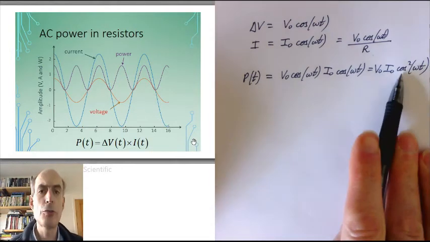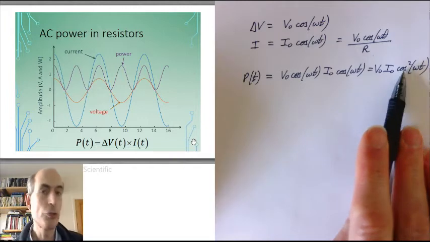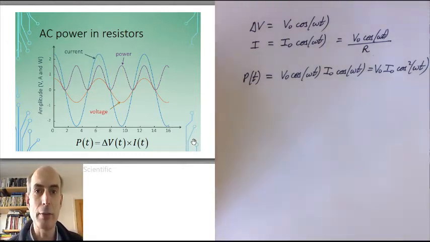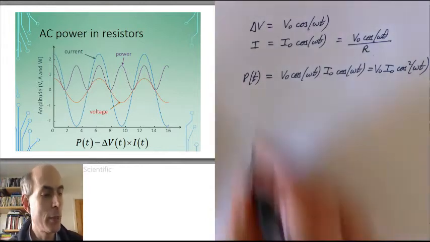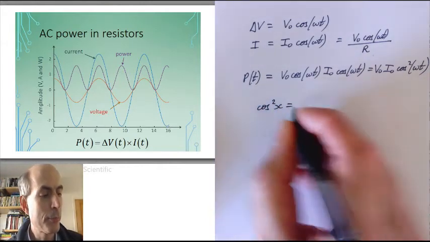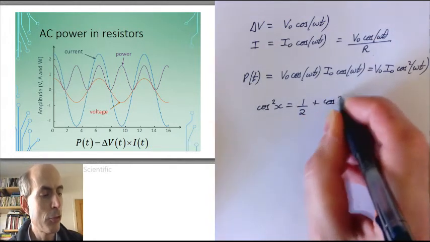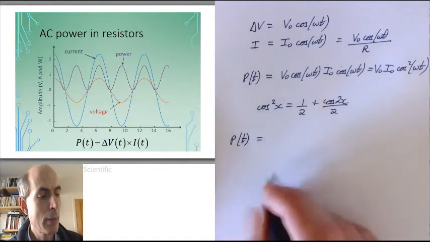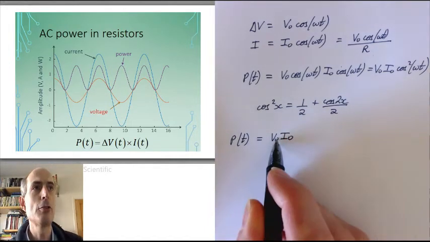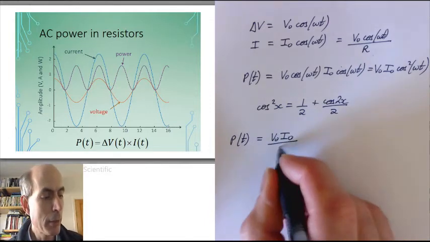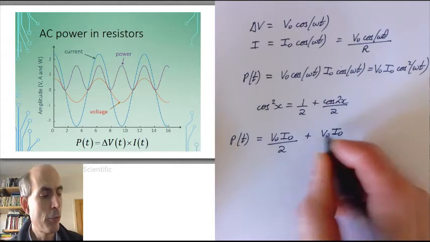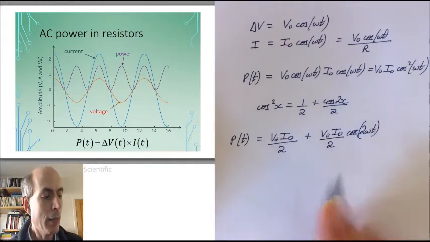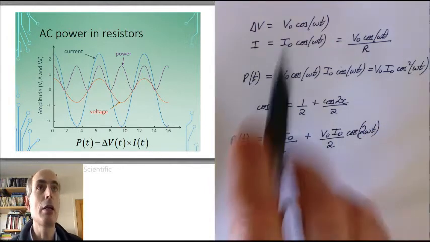And here we can use a standard trigonometrical identity to write cosine squared of an angle in terms of a constant plus cosine of twice that angle. Here, the standard trigonometrical identity we need is the one that says cosine squared x equals a half plus cosine 2x divided by 2. Apply that. That gives us our instantaneous power is the magnitude of the voltage times the magnitude of the current divided by 2, plus the magnitude of the voltage times the magnitude of the current divided by 2 times cosine 2 omega t.